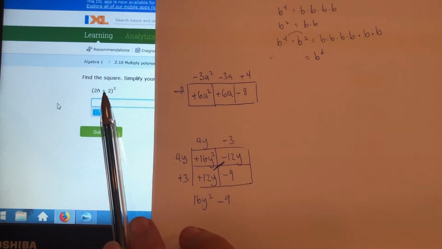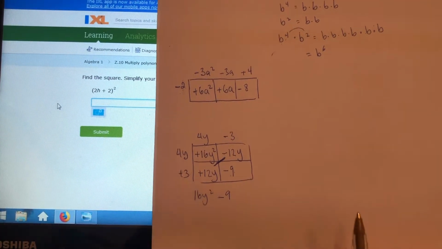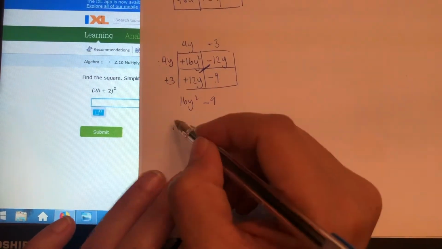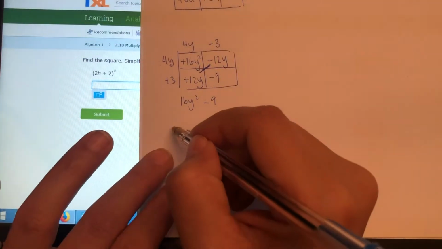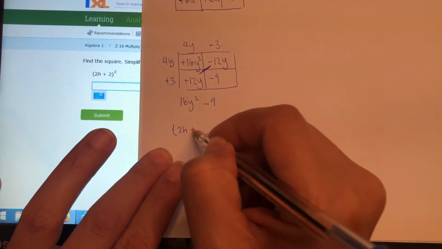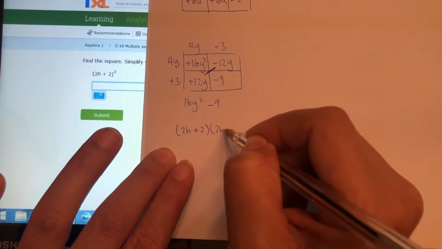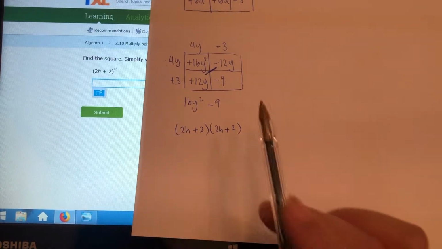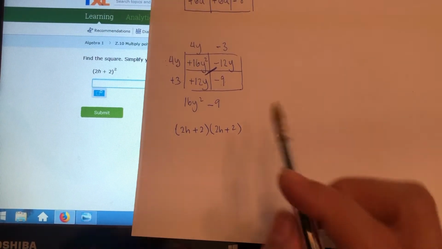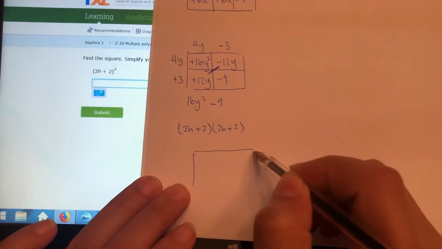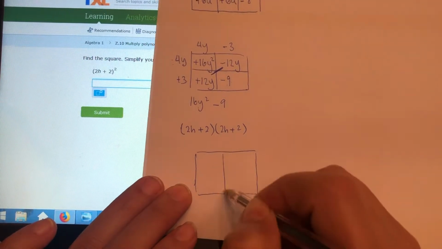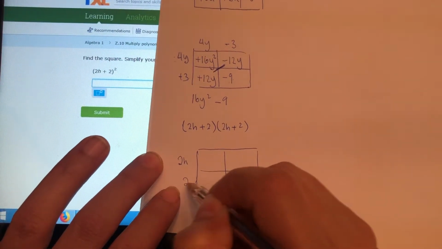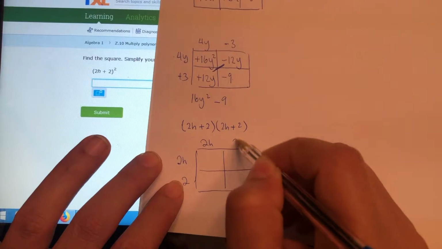All right. What does this mean? This means the same thing twice. So what do you do? You write it out twice. So I'll just write out 2h plus 2 twice, 2h plus 2, because that's what that means, two of this thing. So once you write it out, again, what do I need? A 2 by 2 box. So I'm going to do a 2 by 2 box. Over here, 2h plus 2. Over here, 2h plus 2.